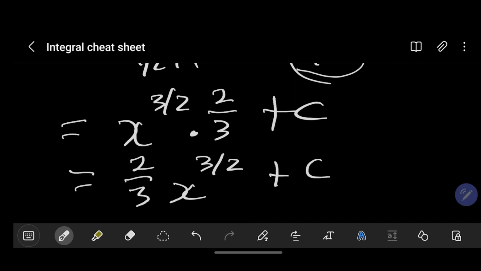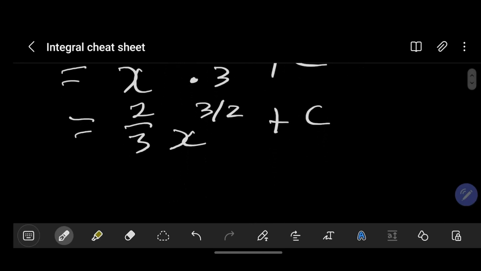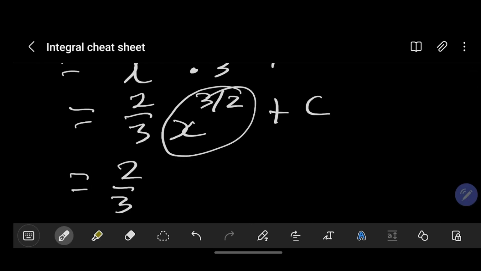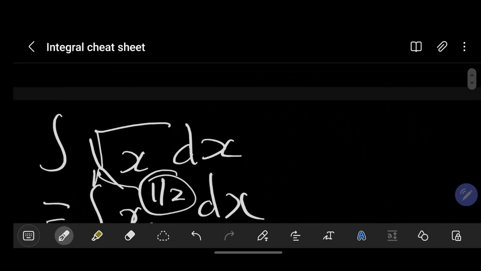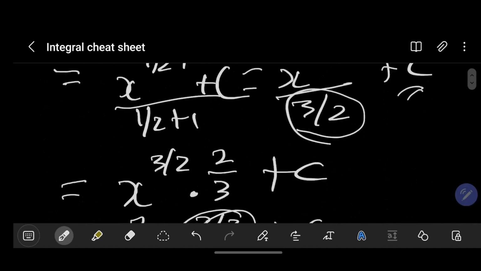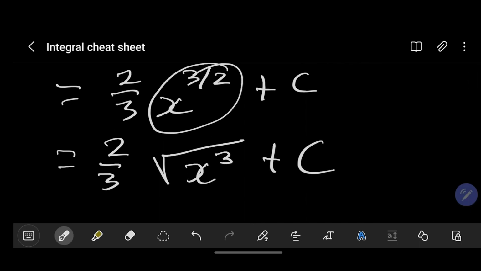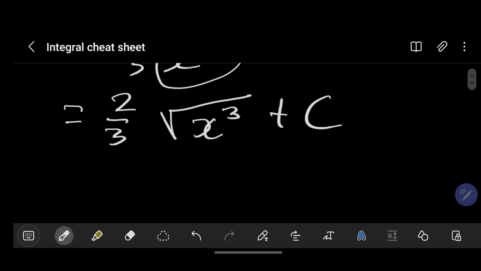Are we done? Not yet. So let's simplify, get that extra mark. So that's 2 by 3, and this can be rewritten like we had in the question with the square root. So this is 2 by 3 times the square root of x cubed plus c. So that's your final answer, your simplified answer. Okay, so don't forget to rewrite it. You will get an extra mark to simplify your answer.